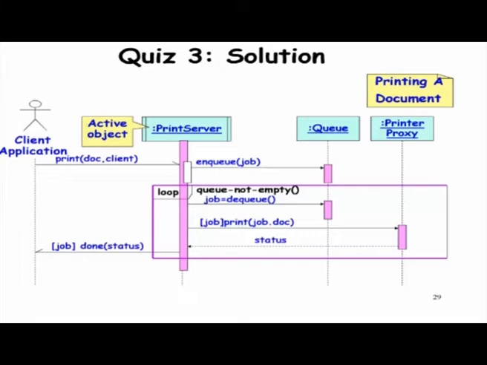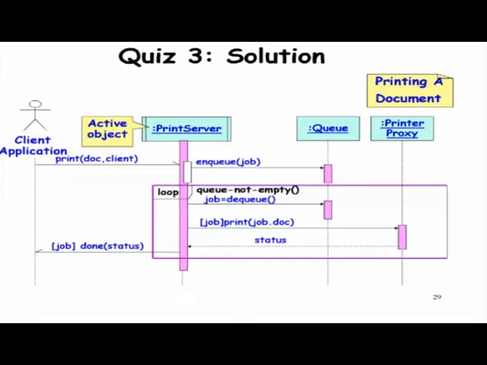See here, we did not discuss it so far, but this is the UML 2 syntax where we show the looping or iteration using a frame called a loop frame. What this frame indicates is that all these things repeat until the condition turns false. The condition mentioned in this frame is that the queue is not empty. As long as this condition holds, these steps are repeated. So, it calls dequeue on the queue, the job comes here, and it prints it by calling the print method of the printer proxy, and then it might return the status and then finally the job is done.